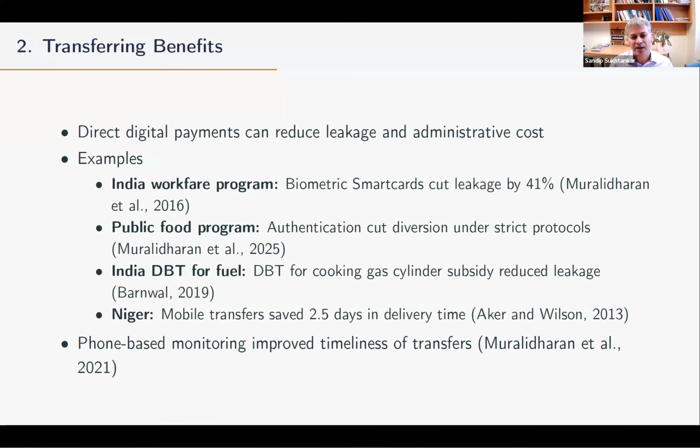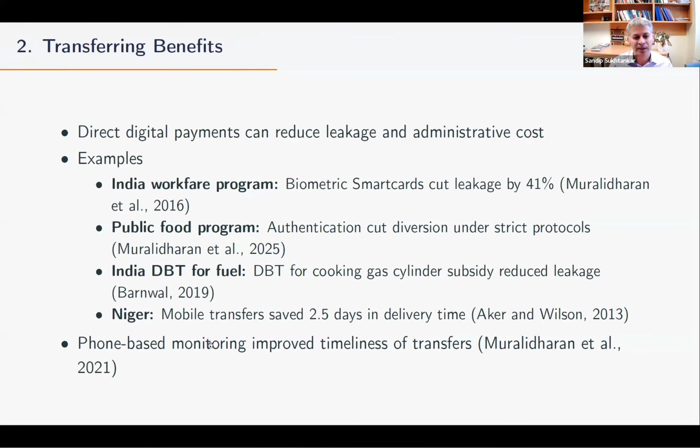And there's some great evidence from Niger, where in a humanitarian program setting, using mobile money transfers rather than the traditional method of cash delivery saved a huge amount of time in transaction costs. Okay, so we'll look at the impact on both leakage as well as transaction costs, time costs or money costs, for both the government as well as beneficiaries.